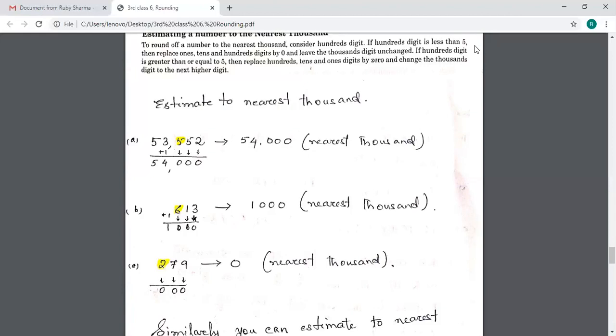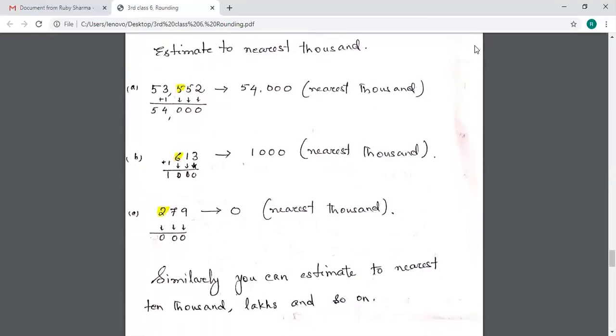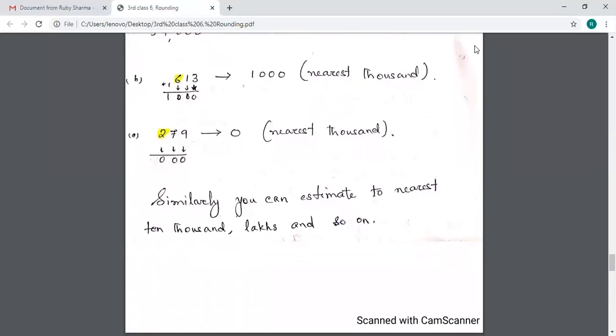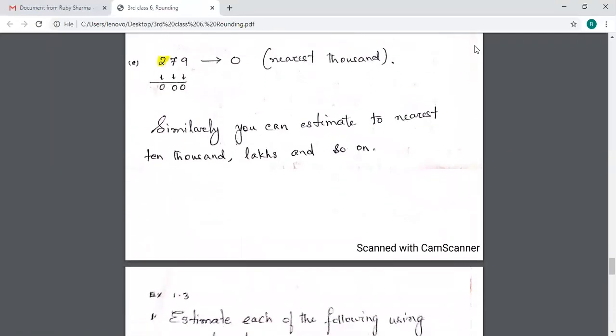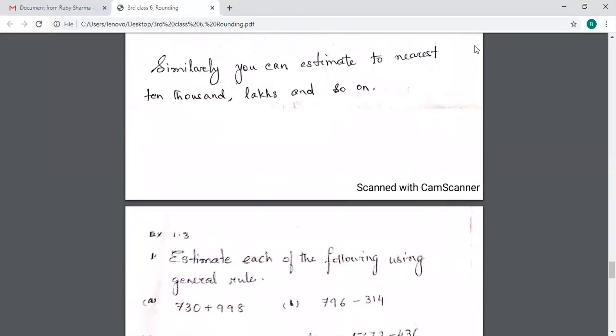Now similarly, number C, here also we have the last 3 places 0, and the hundreds digit is 2, which is less than 5. So we do not have to add 1. So finally it is rounded off to only 0. So similarly, we can continue this method to estimate to the nearest 10,000, lakhs, and so on.